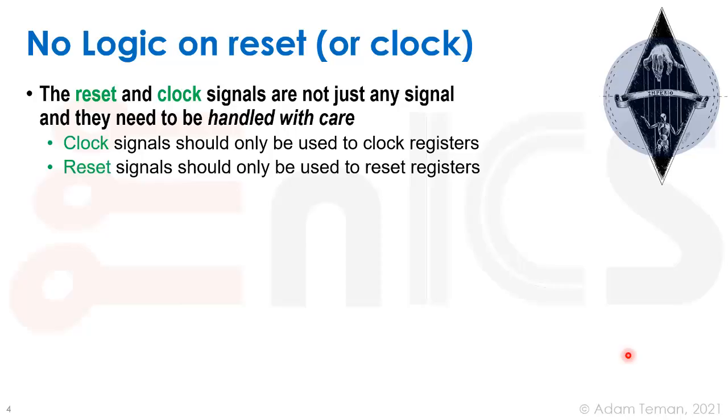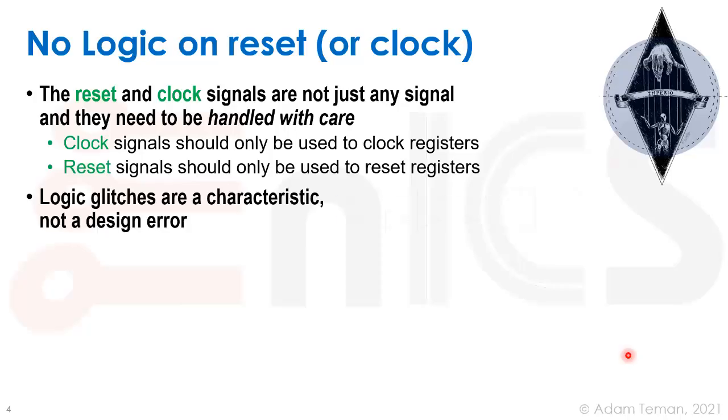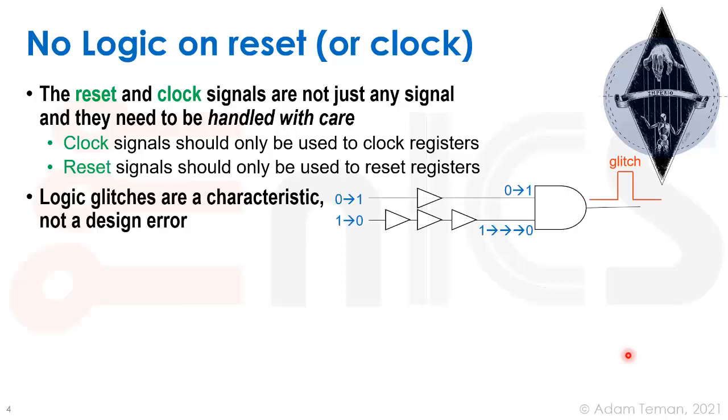Clock signals should only be used to clock registers or other types of clocked pins and clocked macros. Reset signals should only be used to reset registers or other types of macros. So clocks and resets should not be used for other things. However, when we look at standard logic, we have what is known as a glitch. A glitch is a characteristic, it is not a design error. So I just took a combinatorial path over here where I have an AND gate.